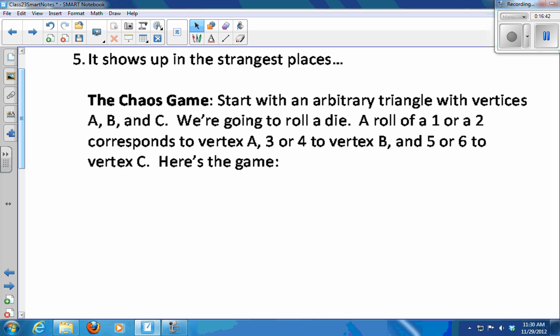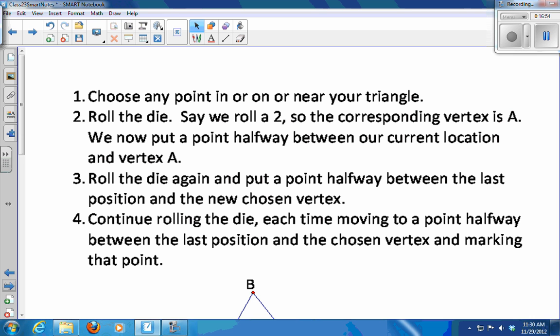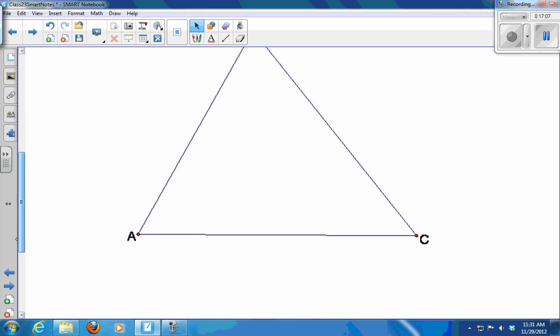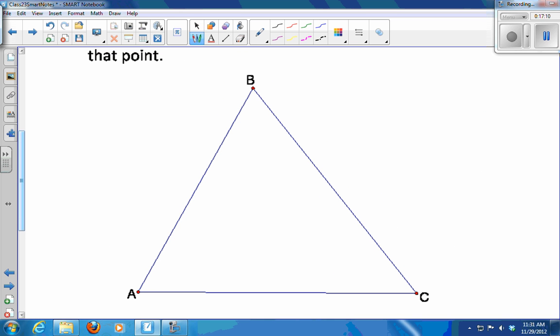we're going to roll a die, and a roll of 1 or 2 is going to correspond to vertex A, and a roll of 3 or 4 means vertex B, and 5 or 6 means vertex C. So here's the game. You choose any point in or on or near your triangle. Any point. Roll the die. And let's say we roll a 2, and that corresponds to vertex A. So we pick our original point. We put it anywhere, like right here. This is the original point. Then we roll the die, and we get a 2, which corresponds to vertex A.